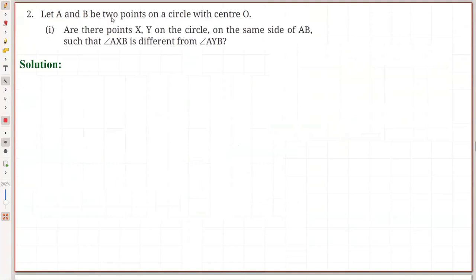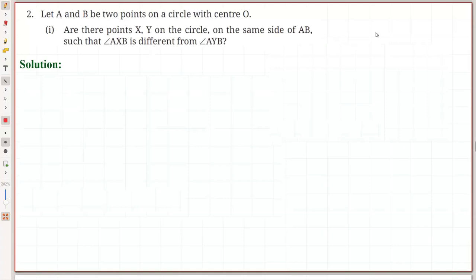Question number 2. Let A and B be 2 points on the circle with center O. First one: are there points X and Y on the circle on the same side of AB such that angle AXB is different from angle AYB?